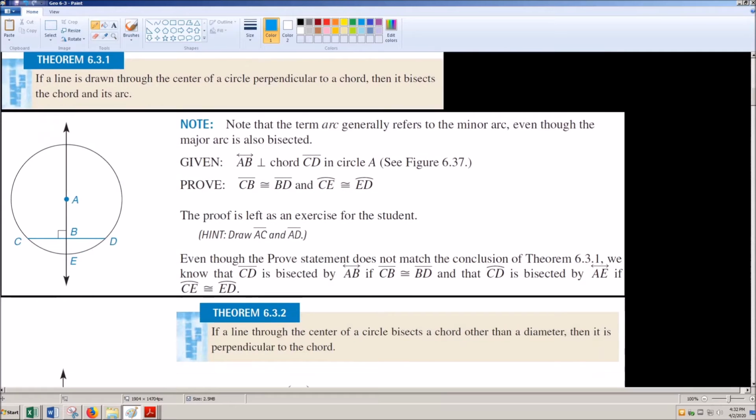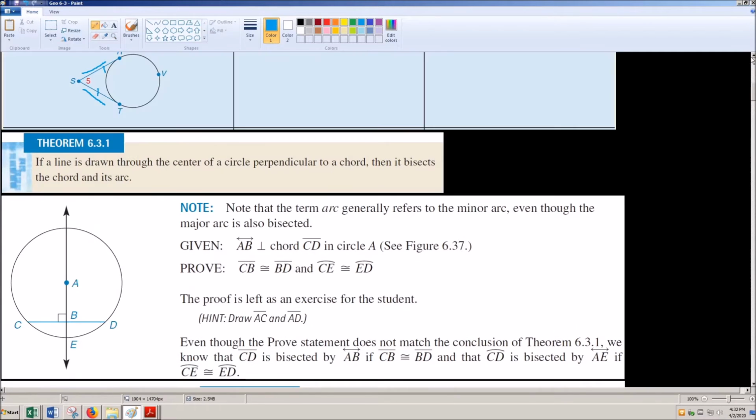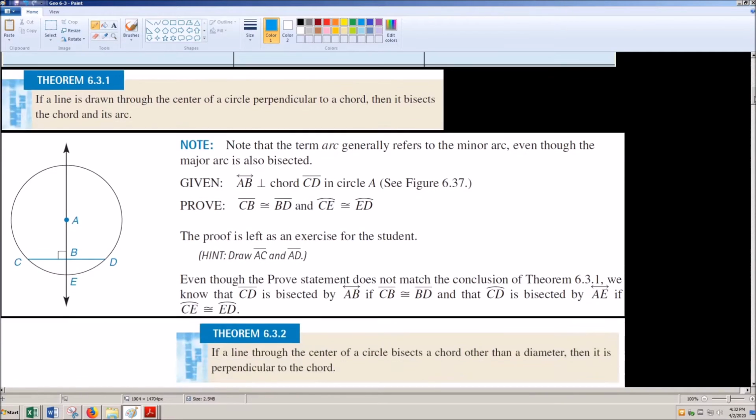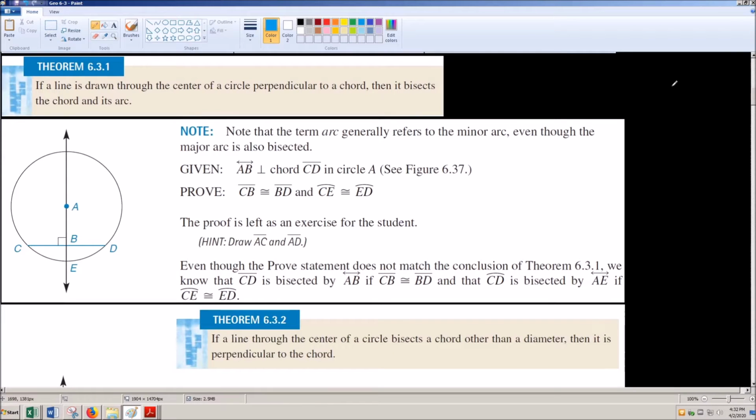Let's get into the details of this stuff. The first thing we're going to take a peek at is if a line is drawn through the center of a circle perpendicular to a chord, then it bisects the chord and it bisects the arc. I've referred to this a little bit, we talked about it the other day, but now we're going to see it drawn out here.